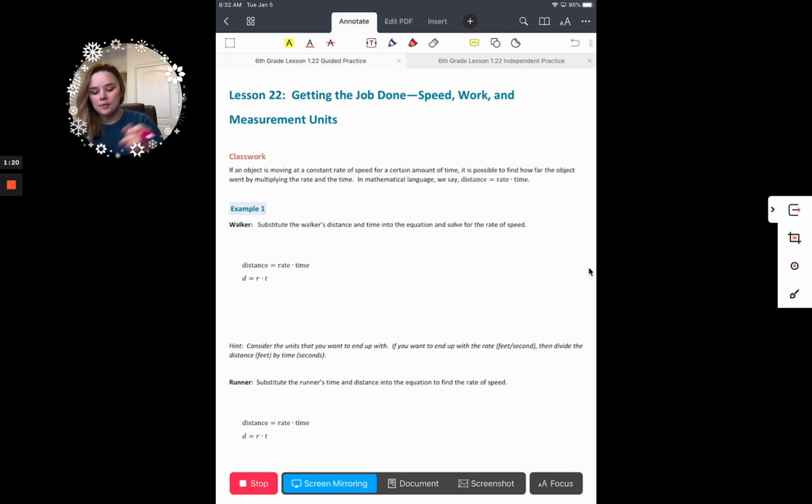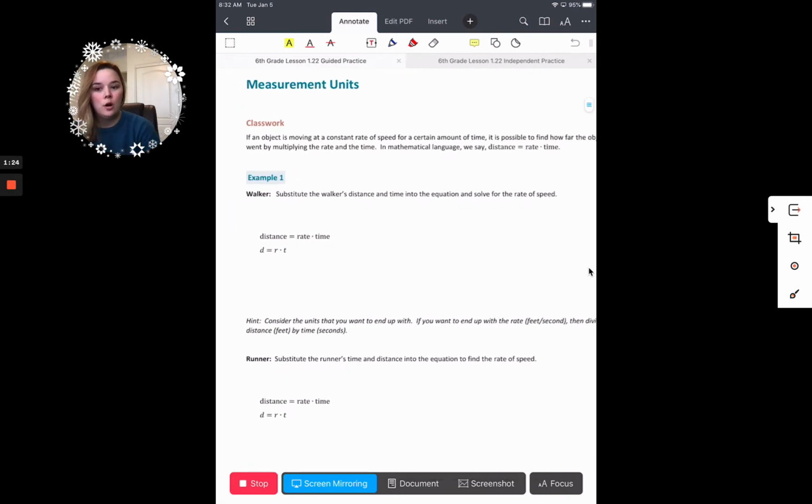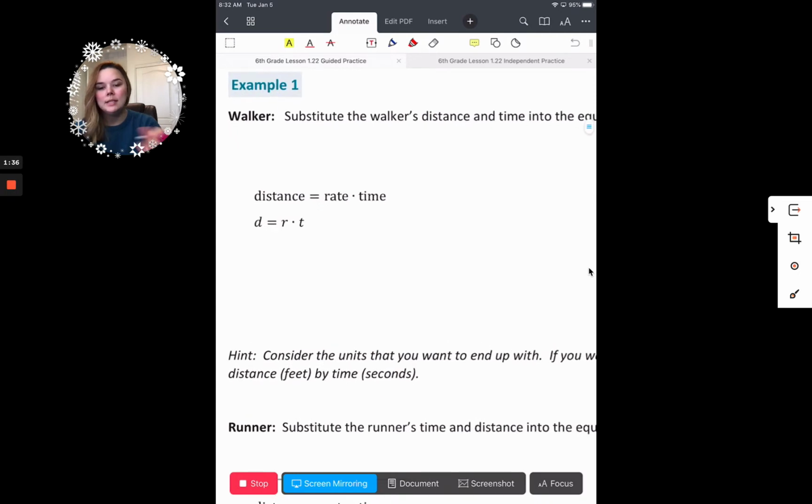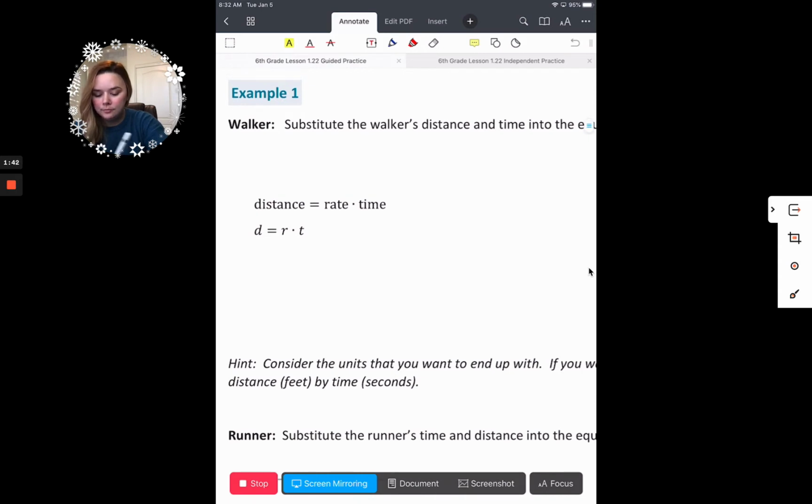So let's take a look at this formula real quick. We're not really going to use this walker and runner part. This would be an activity that we would do if we were together. Unfortunately, we're not, so we're not going to do that activity, but we are going to use the formula that is written here. So we have this formula, distance equals rate times time. When we see this little dot here in the middle, those two dots, that just means multiply, okay?